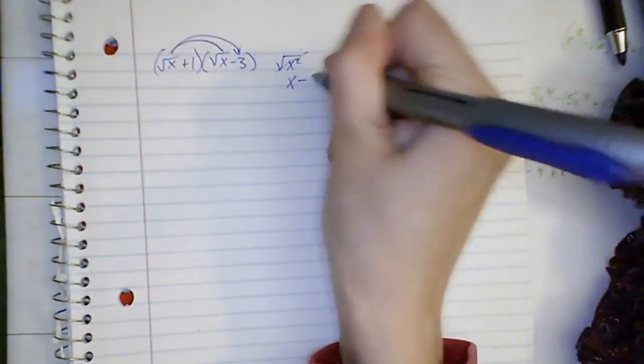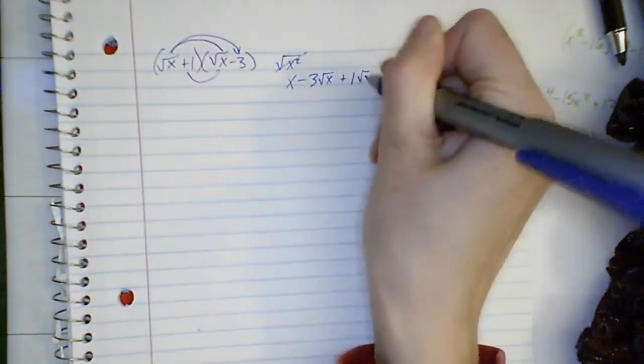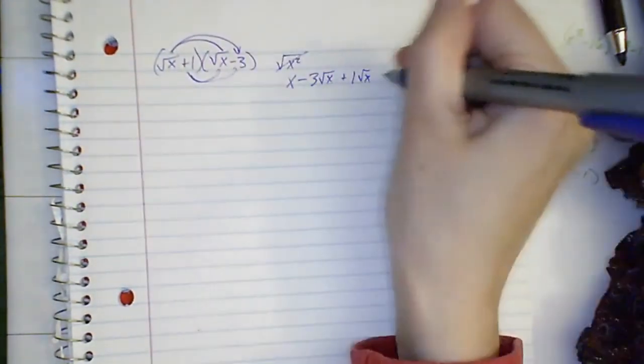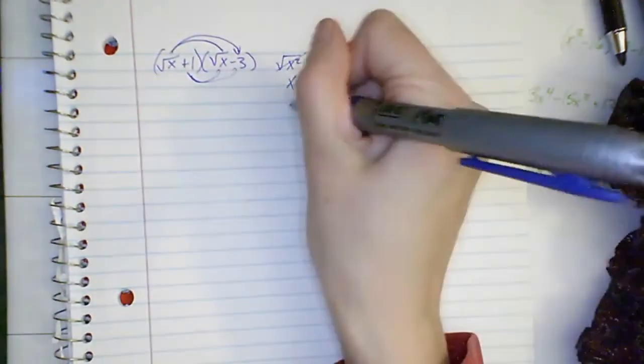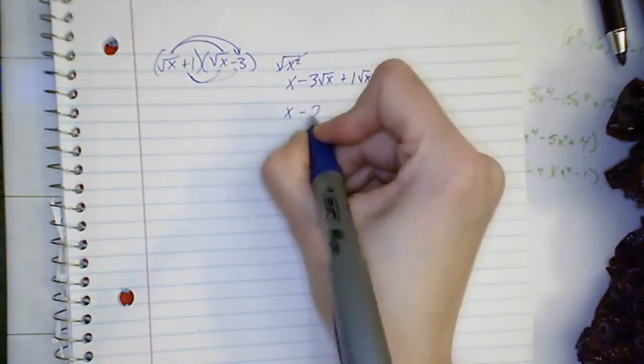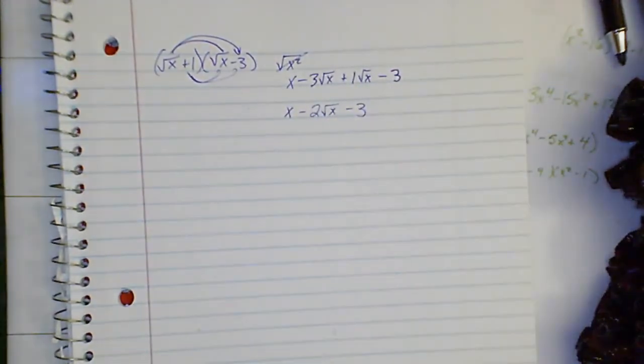And then we have negative 3 square root x plus 1 square root x minus 3. Combine like terms. So we have x minus 2 square root x minus 3. And that's it. We are simplifying.